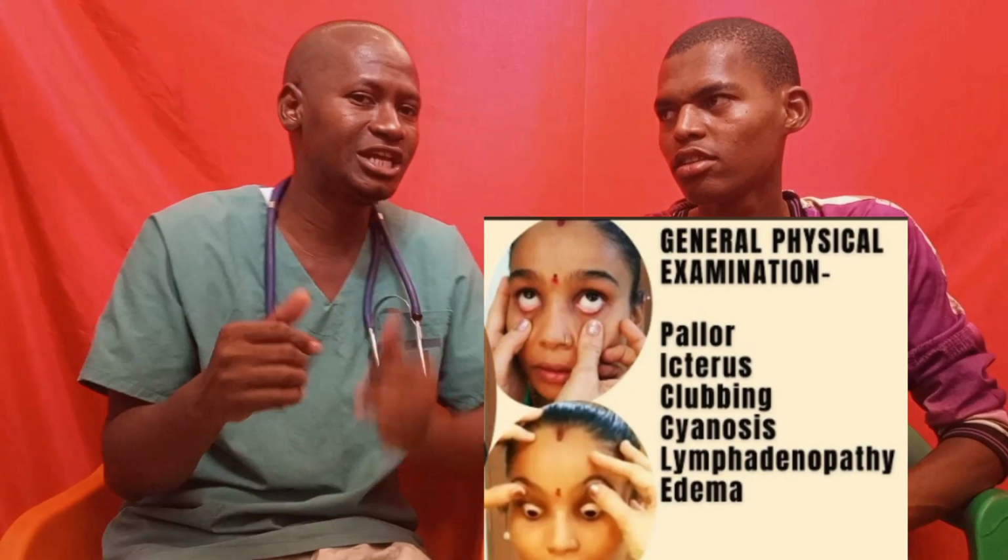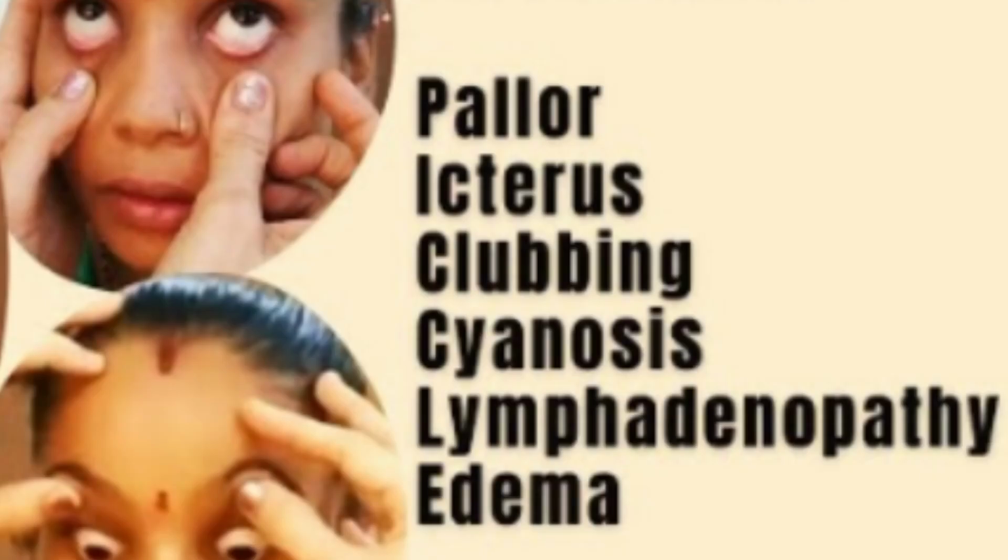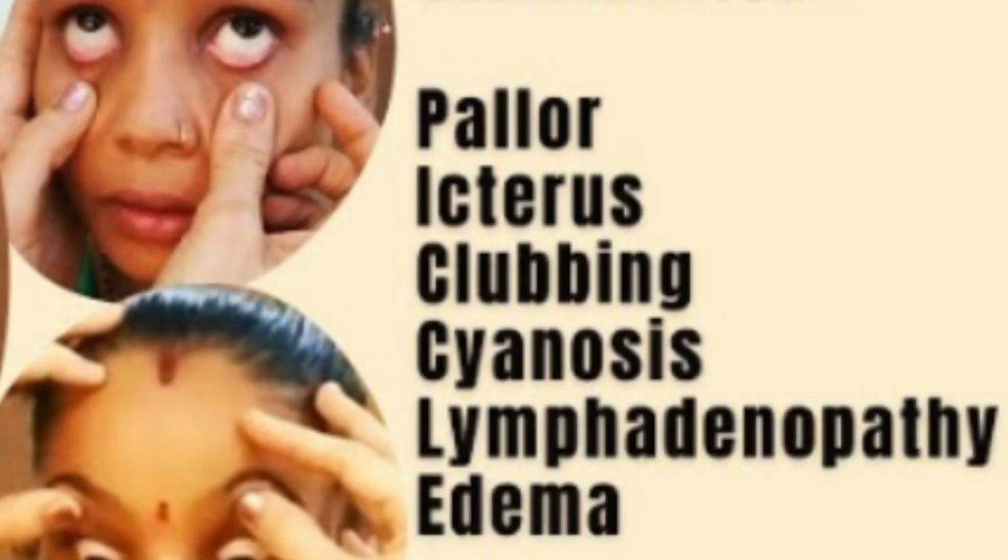So remember, let me repeat, whenever you're doing a general physical examination, you have to consider the most important things. The first one is pallor, the second one is icterus, the third is cyanosis, the fourth is lymphadenopathy, the fifth is clubbing, the sixth is edema. So let us start by examining pallor.